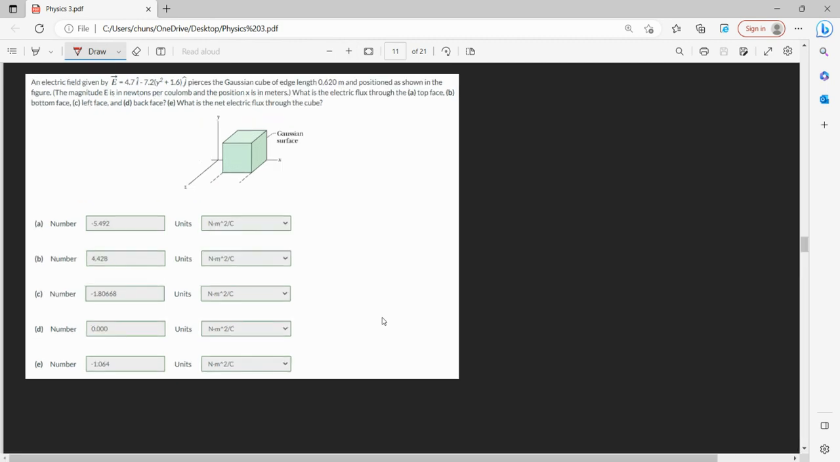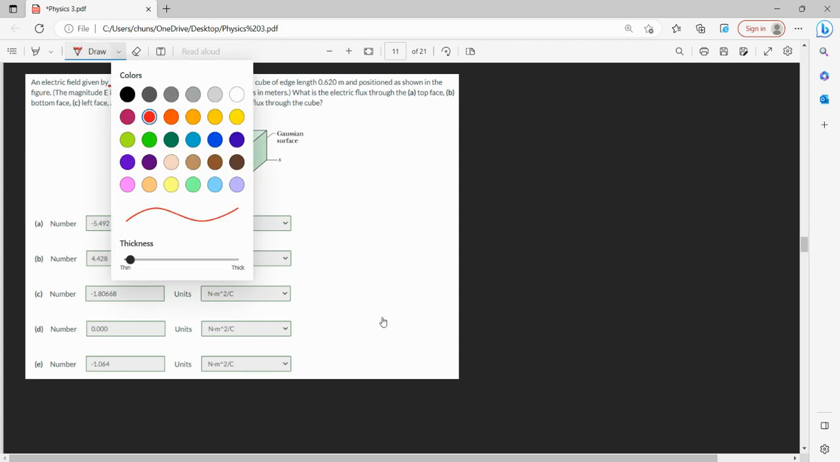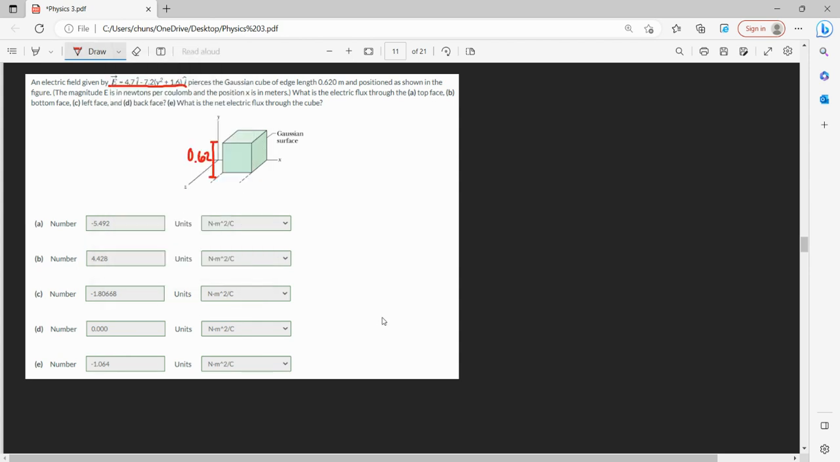We'll zoom in a little. So we are given an electric field with our direction vector, so it's not solely in one direction, it is at an angle. And we know that this cube has side lengths of 0.62 meters. In this cube as shown, it wants us to find the electric flux through the top face, bottom face, left face, and back face.